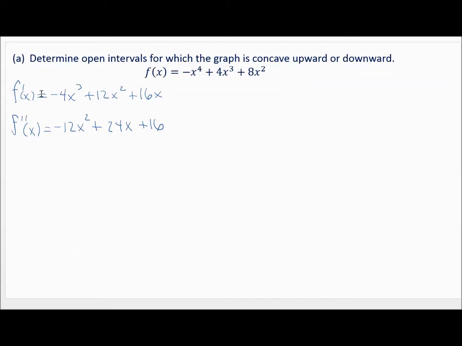So we need to find out, first of all, where it's equal to 0, just like when you find critical numbers. These are not officially called critical numbers, but what I like to do is call them critical numbers for the second derivative.